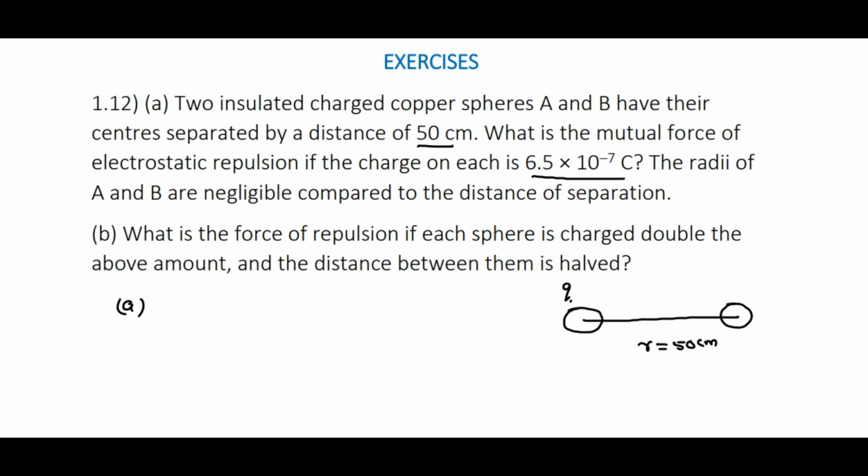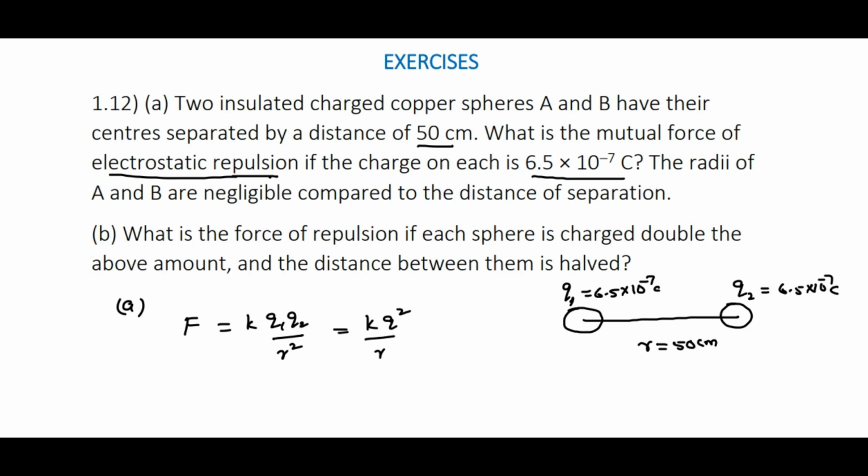Assume that the charge on A, Q1 or QA, is equal to 6.5 into 10 power minus 7 coulomb, and charge on B, Q2, is 6.5 into 10 power minus 7. Both are the same, we can write Q1 is equal to Q2. Now what do we need to find out? The mutual force of electrostatic repulsion. Both have the same amount of charge, so force of repulsion will be there. F is equal to K Q1 Q2 divided by r square. Here Q1 and Q2 are the same, so K Q square divided by r square.